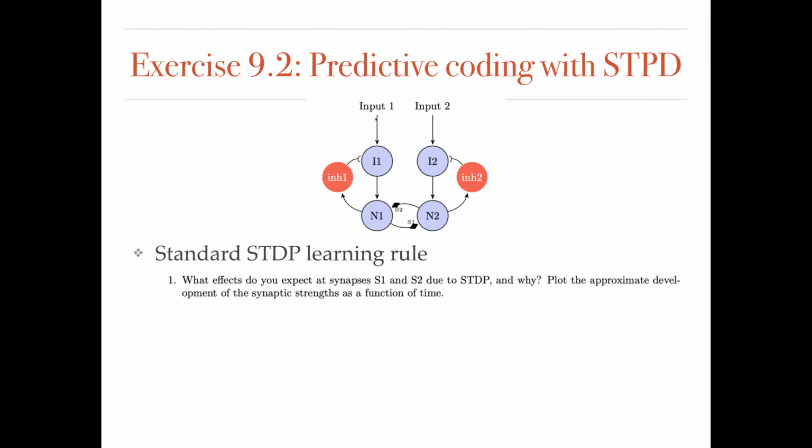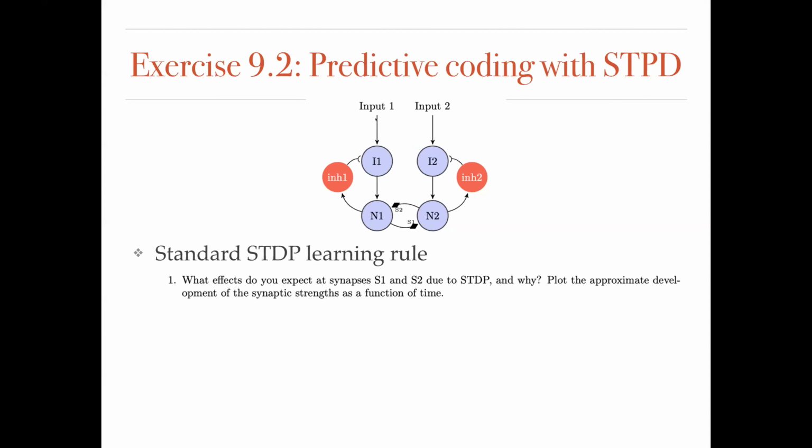What effect do you expect at synapses S1 and S2 due to STDP, and why? Plot the development. Okay, so the protocol we're giving here is we're giving input 1 and then we're giving input 2, one after the other. And so we expect neuron 1 to fire before neuron 2.